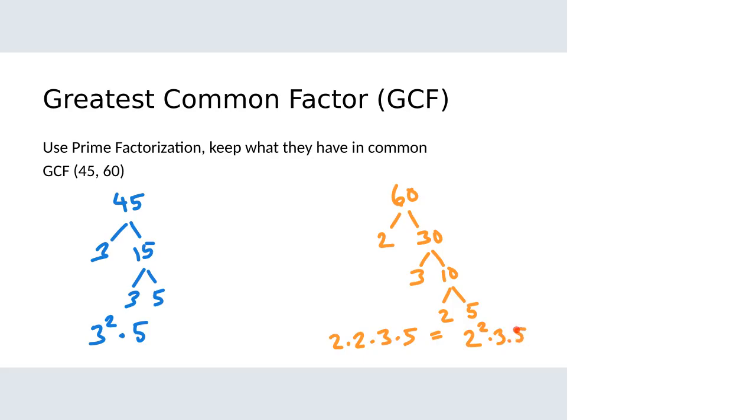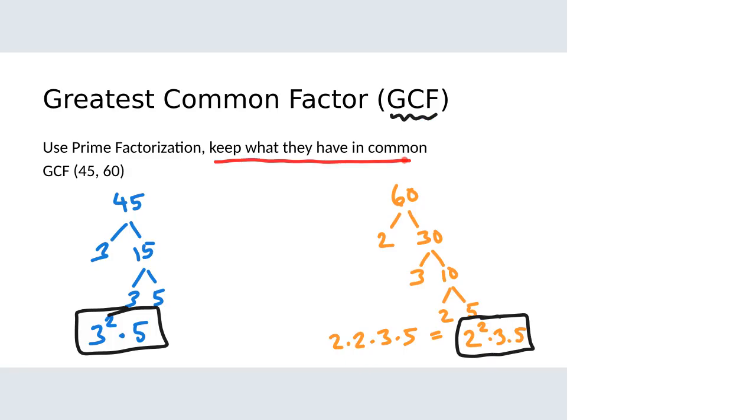So on the left over here, I have the prime factorization of 45. On the right, I have the prime factorization of 60. I'm looking for the greatest common factor. What is the biggest number that will go evenly into those two numbers? And what I'm looking for here then, when I'm looking for the greatest common factor, is I'm going to keep whatever they have in common. When I look at the prime factorization, whatever they have in common, that's what I'm going to keep.